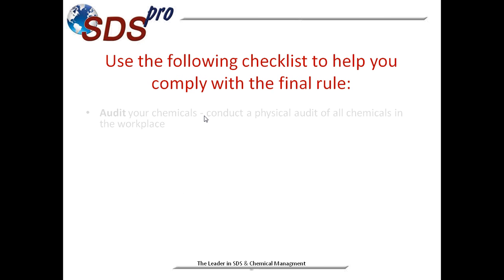Use the following checklist to help you comply with the final rule. Audit your chemicals. Conduct a physical audit of all your chemicals in your workplace. This is one of the most important aspects and probably one of the most overlooked areas of your HAZCOM program.